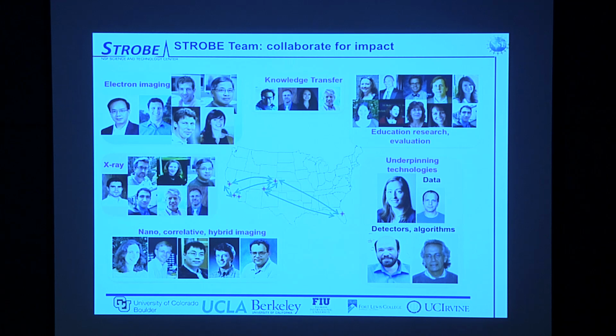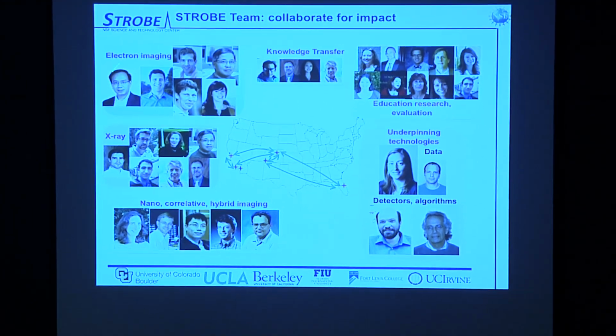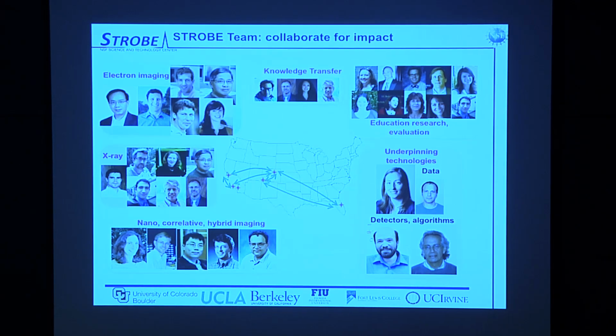Of course, this is not something we can do alone. I wanted to show this picture because Naomi is the lead at Berkeley, and Naomi got her PhD working with Lena here at Harvard. So this is Naomi Ginsberg. She's the lead on nano imaging. We have an X-ray imaging team and an electron imaging team. John Miao is the lead at UCLA. And then Laura Waller at Berkeley Engineering is the lead on underpinning technologies. And of course, we also have many activities in education and knowledge transfer.